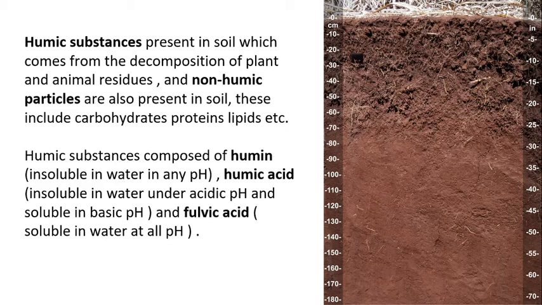Humic substances and non-humic substances are also found in soil. Humic substances are the decomposed part of plant and animal residues, and non-humic substances are carbohydrates, proteins, lipids, etc. Humic substances are composed of mainly three organic acids. These are humin, humic acid and fulvic acid. Humin is insoluble in water under any pH. Humic acid is insoluble in water under acidic pH but soluble in basic pH, and fulvic acid is soluble in water at all pH.